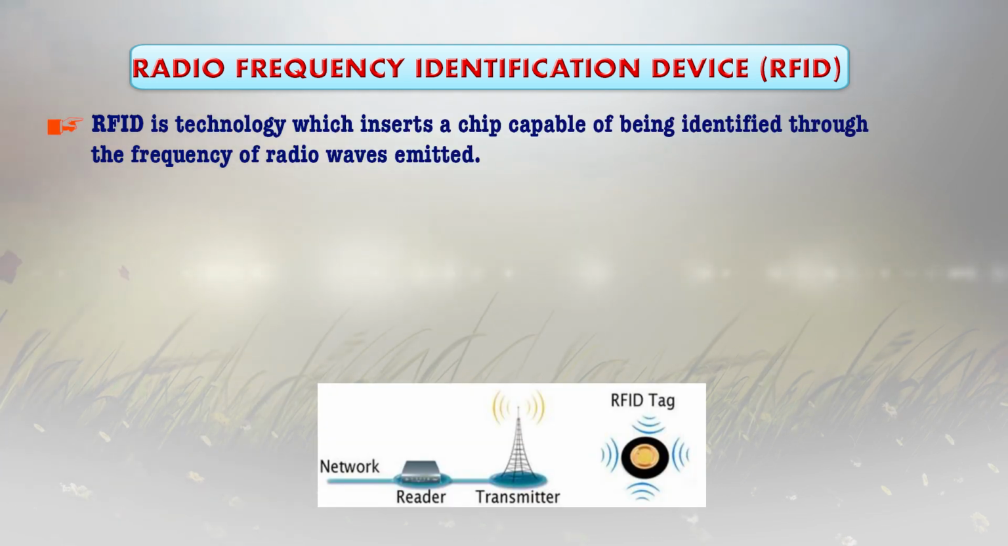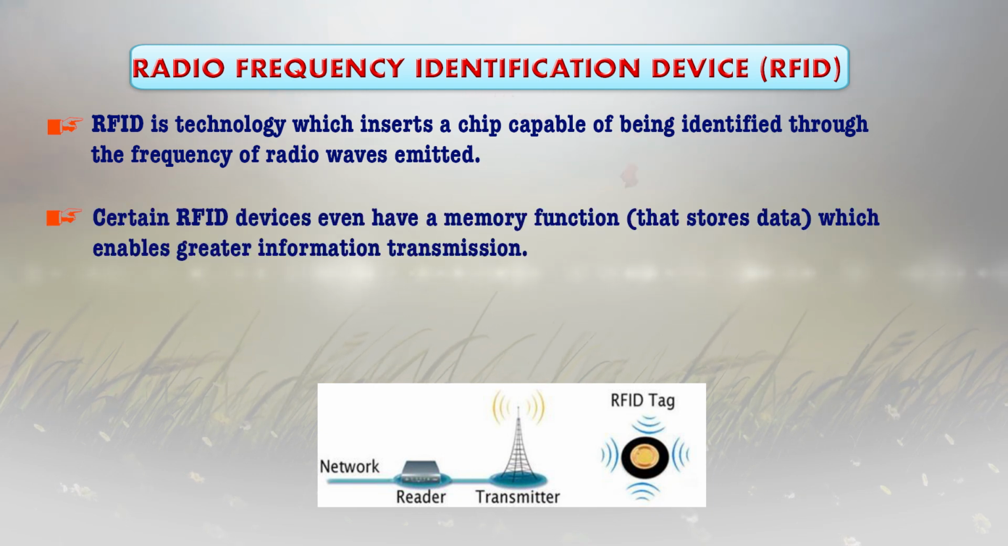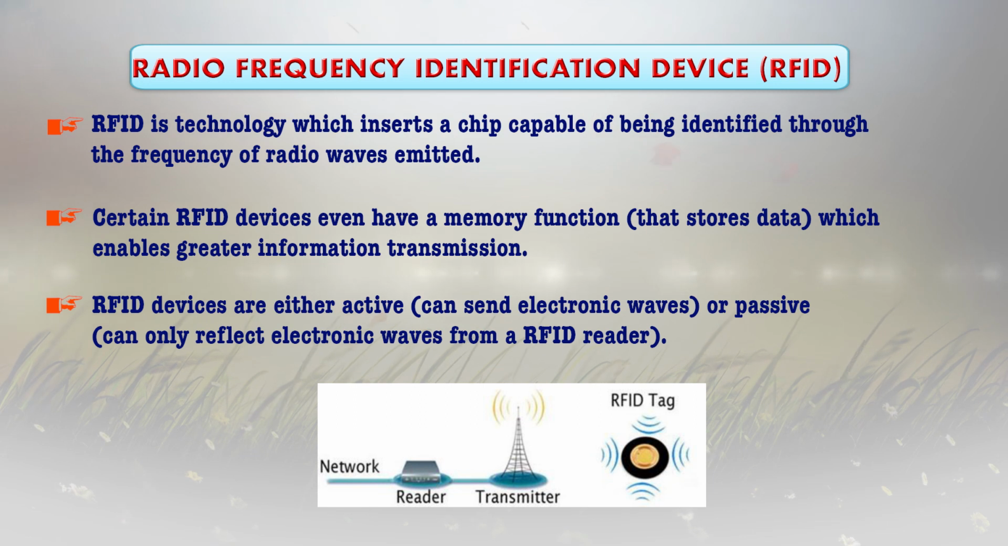Radio frequency identification, RFID, is another technology that inserts a chip capable of being identified through the frequency of radio waves emitted. Certain RFID devices even have a memory function, that means they store data, which enables greater information transmission. RFID devices are either active, meaning they can send electronic waves, or passive, meaning they can only reflect electronic waves from an RFID reader.